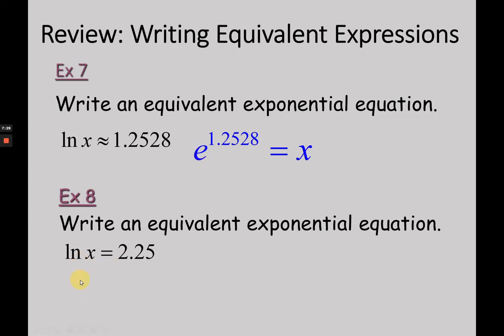This one, number 8, should be e to the power of 2.25 equal to x. Okay, we are still reviewing. We are not yet on solving. So this is how you rewrite ln to base e exponential equations.